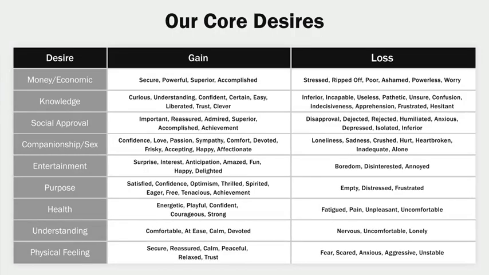In the user psychology module, we're going to talk about all of these different types of emotions around core desires, things like money and economic desires, knowledge, social approval, companion, and sex, and how we actually tap into these emotions to increase people's user psych level and their perceived value across our product.